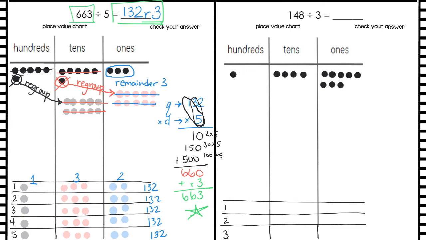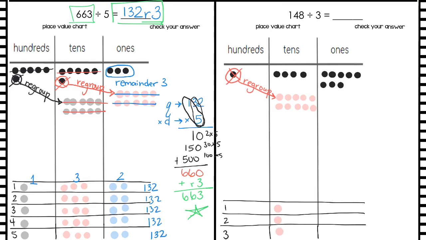I have 100. Can I put it into 3 groups of 100? I cannot. So I must regroup my 100 into 10 tens. 10, 20, 30, 40, 50, 60, 70, 80, 90, 100, and my 100 has been regrouped into 10 tens. Now I have 14 tens. Can I put 14 tens into 3 groups? Yes, I can.